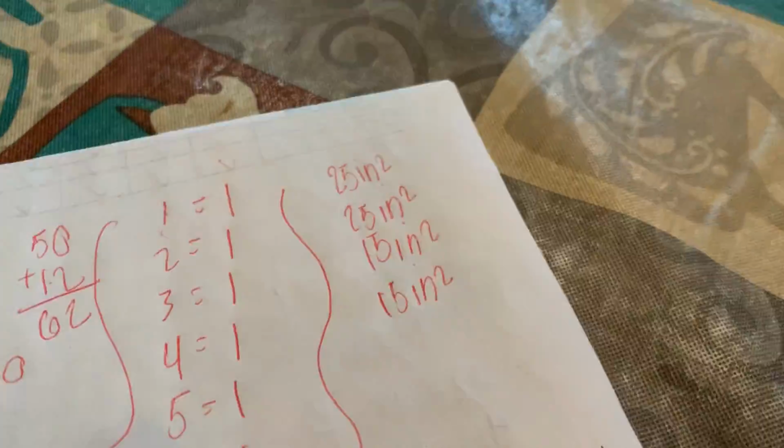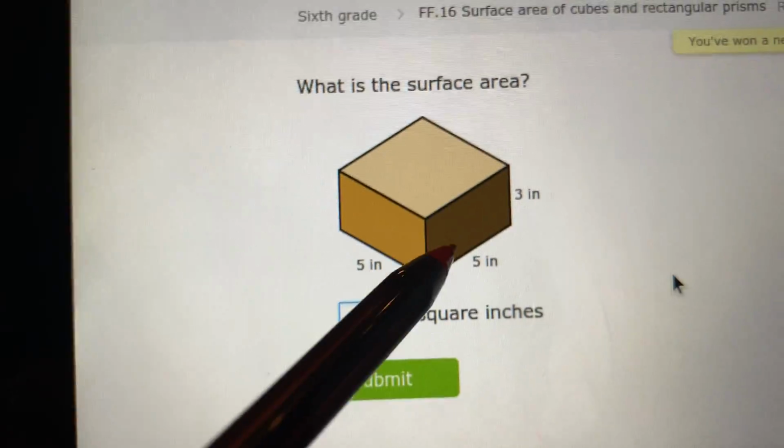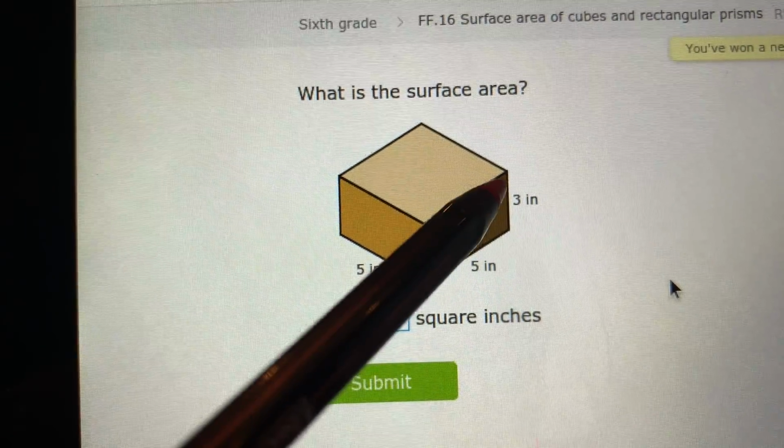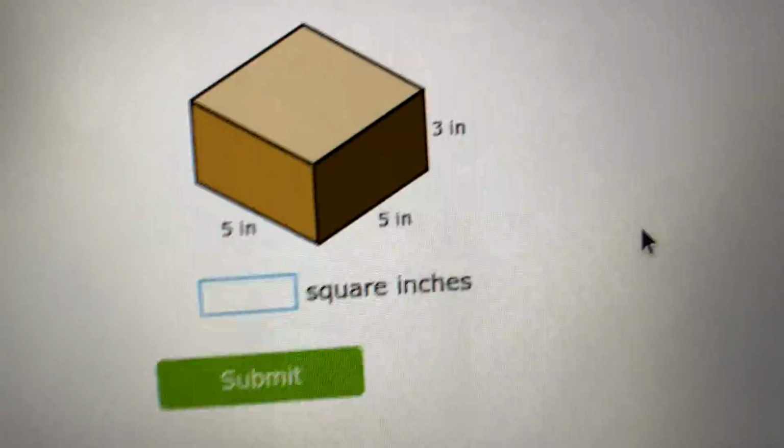Okay. And then I need to look here at the front. This is 5 by 3, which now, if I multiply them to find the area, 5 times 3 is 15. So I'm going to put 15 inches squared. And there's 2 of those. So I'm going to do 15 inches squared. Okay. Then I'm going to add them up.